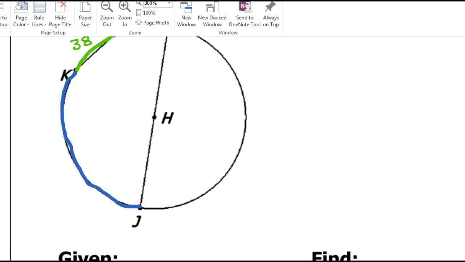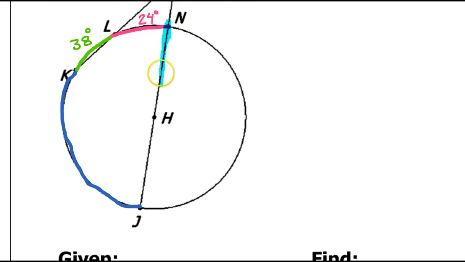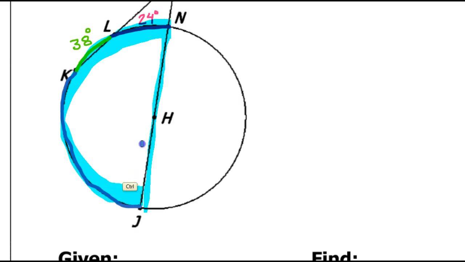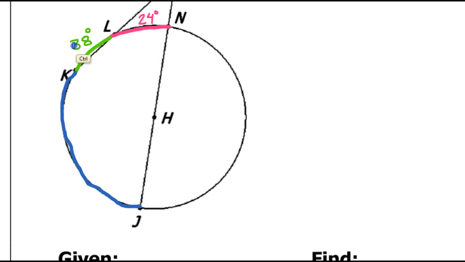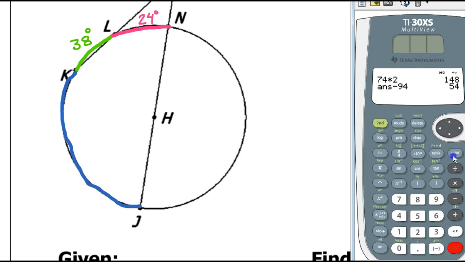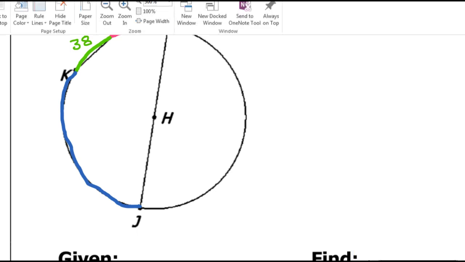But look, notice that this is a diameter. So what we have over here is a semicircle. So this has to add up to 180. So that means I should be able to subtract the 38 and the 24 from 180, and that should give me the KJ. So that's what I'm going to do. 180 minus 38 minus 24. That's 118.